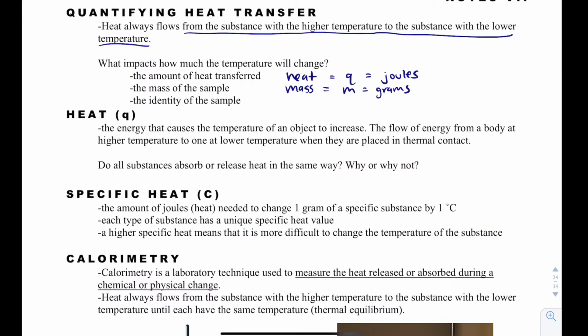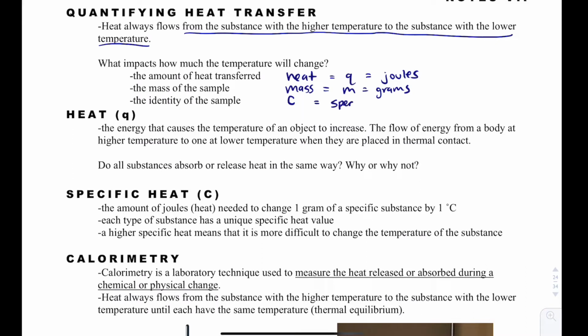And then it depends on the identity of a sample. So, for example, metals, whether that be like copper or iron, things that you might cook with, those absorb heat really, really easily. Whereas other things like styrofoam or even clothing, like cotton, don't absorb heat as easily. And so depending on what your use is for something, you might choose different materials. But that's going to be the specific heat capacity.